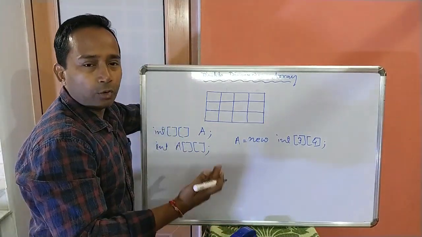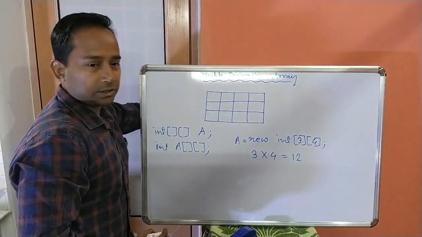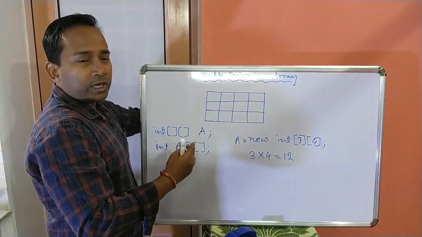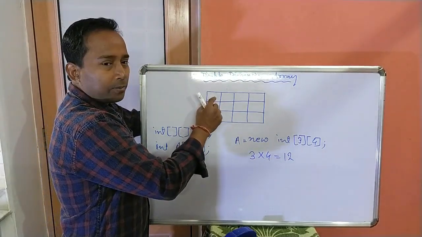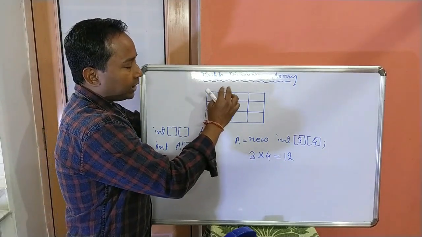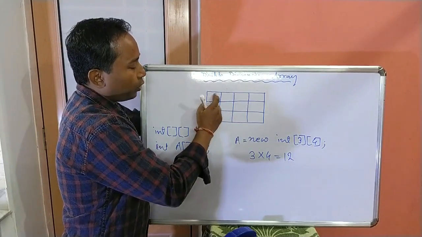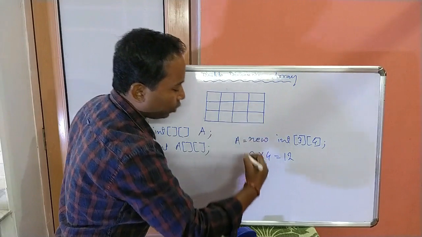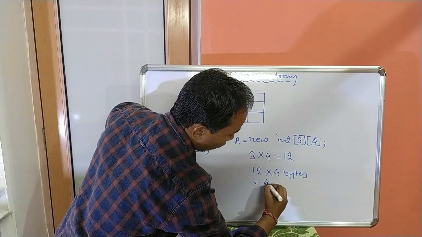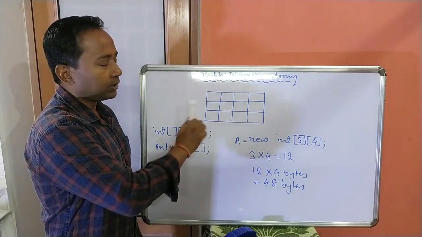So the array will be created with how many elements? 3 into 4 for 12 elements. 1, 2, 3, 4, 5, 6, 7, 8, 9, 10, 11, 12. And how much memory area will be allocated for this array? For one integer block, it needs 4 byte memory area, because the size of int data type is 4. So this is one 4 bytes memory area, this one is another 4 bytes memory area, this one is another 4 bytes memory area. This way it will calculate. So 4 plus 4 for 8 plus 4 for 12, like that it will go on. So 12 elements into 4 bytes equal to 48 bytes. So total 48 bytes memory area will be allocated for this array.